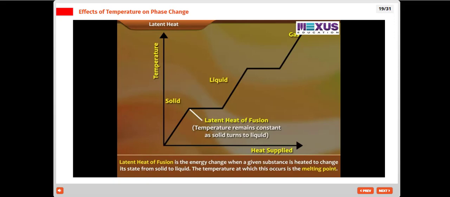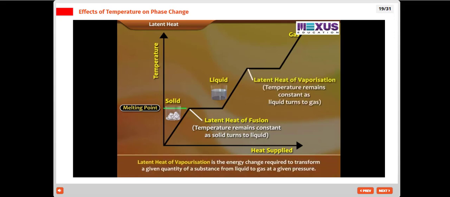Latent heat of fusion is the energy change when a given substance is heated to change its state from solid to liquid. The temperature at which this occurs is the melting point. Latent heat of vaporization is the energy change required to transform a given quantity of a substance from liquid to gas at a given pressure.